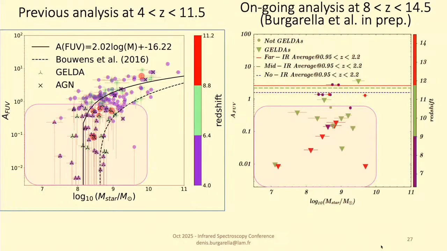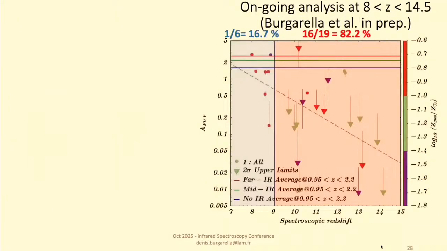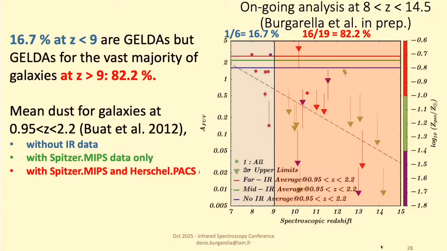When you look at this high redshift range, most of the galaxies, if not all, are galaxies with very low dust attenuation, Galdas. And this is the same thing, dust attenuation versus redshift. And you see that we have quite a nice trend here with 16% of Galdas below redshift 9 and 82% above redshift 9. Well, that's exactly what I said.